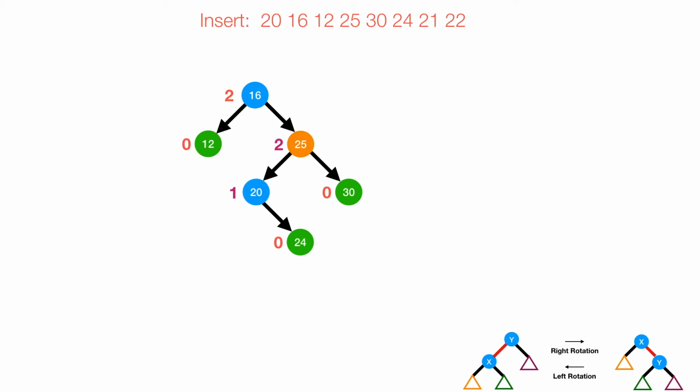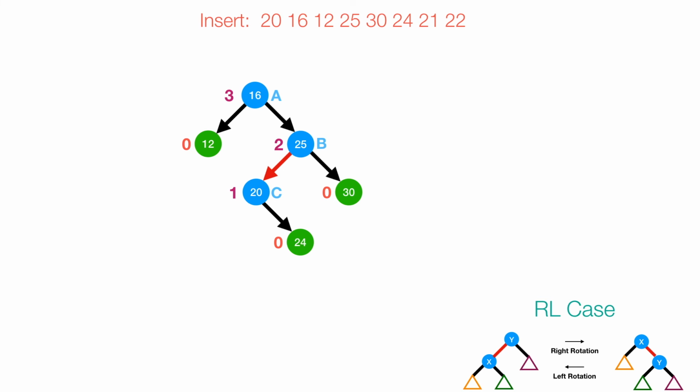Now we go up to 25 and update its height to 2. Its left subtree has a height of 1, and its right subtree is a height of 0. And 1 minus 0 gives us a balance factor of 1, which again is a valid balance factor. Now going up to 16, its height is updated to 3, and its left subtree is a height of 0, and its right subtree is a height of 2. And 0 minus 2 results in a balance factor of -2. And as we know, -2 is not a valid balance factor, and this brings us to a right-left case.